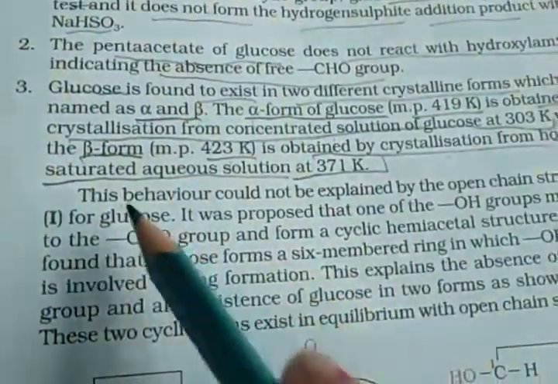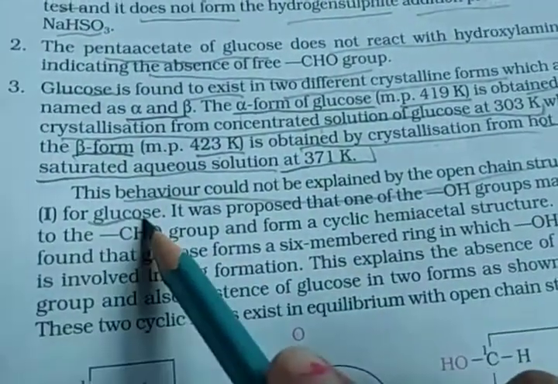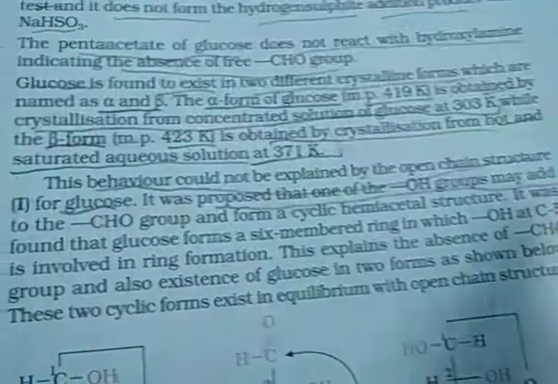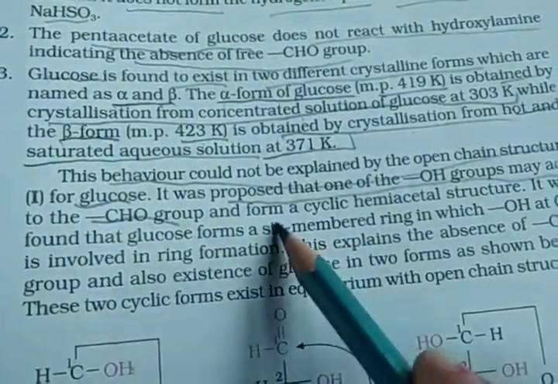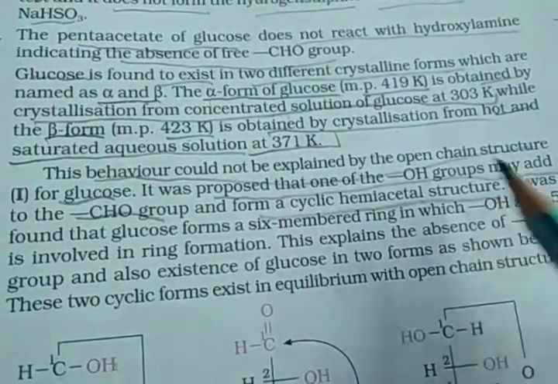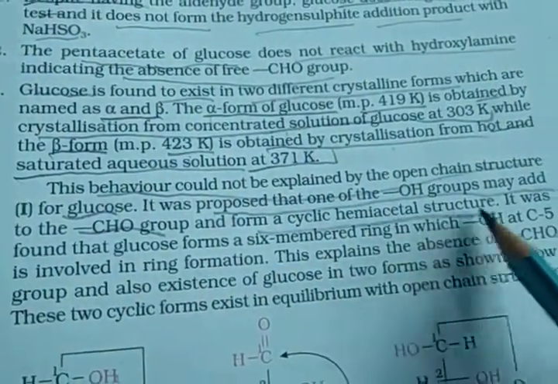But this behavior could not be explained by the open chain structure of glucose. It was proposed that one of the OH groups may add to the CHO group and form a cyclic hemiacetal structure. The OH attaches with the aldehyde group, so it forms a cyclic hemiacetal structure.